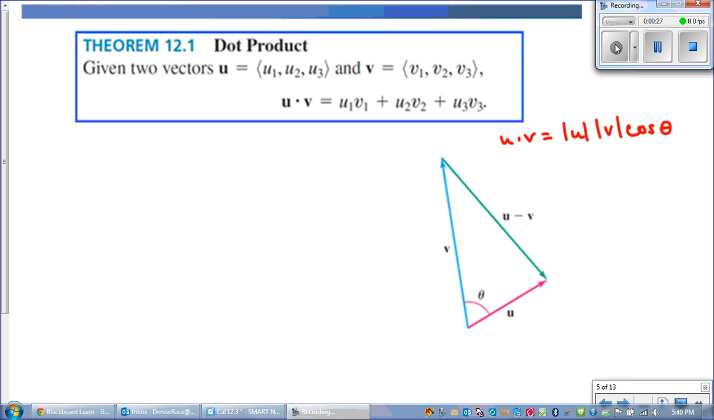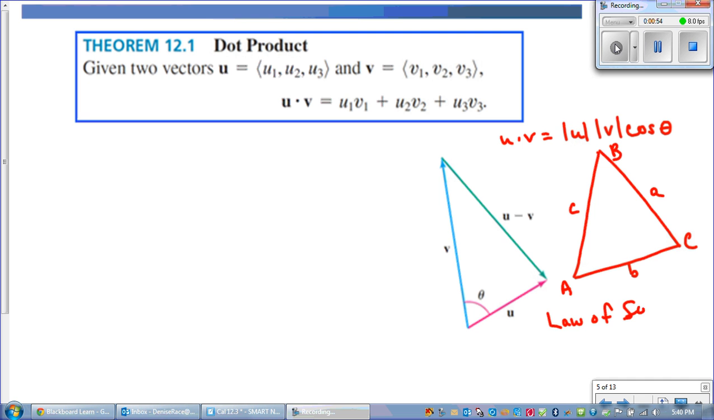What we want to do is to find a definition for the dot product that actually uses the component form of the vectors. So now recall back in trig, when you had a triangle that was not a right triangle, you still had a relationship between the angles and the sides. Let's call these angles A, B, C, and we'll use little a, b, c to denote the lengths of the sides opposite those angles. The law of cosines states that c squared is equal to a squared plus b squared minus 2ab cosine of the angle C.